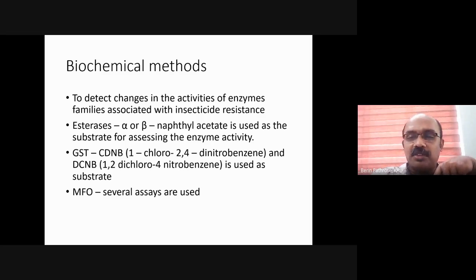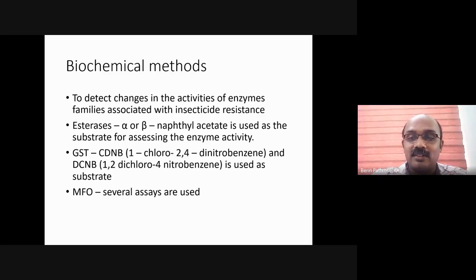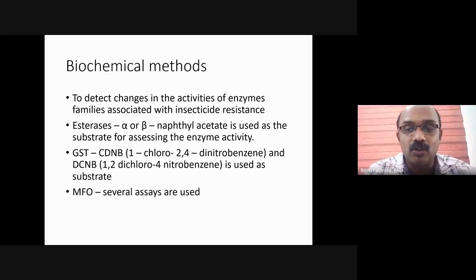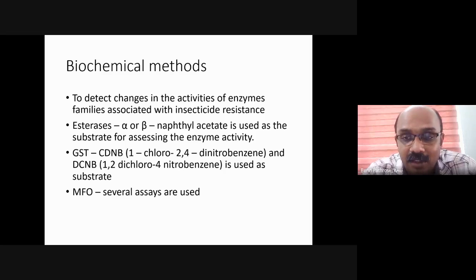And for mixed function oxidases, one thing you remember from the last class is that mixed function oxidases have broad substrate specificity. That means they can react with n number of substrates. So here also several kinds of assays are used. We can use different kinds of substrates, so it's not common. In esterases and glutathione transferases, we use normally alpha or beta naphthyl acetate or CDNB or DCNB respectively. But MFO, it's not so. Several substrates are used. So, are you clear about the theoretical basis of using enzymes and substrates for assessing resistance?